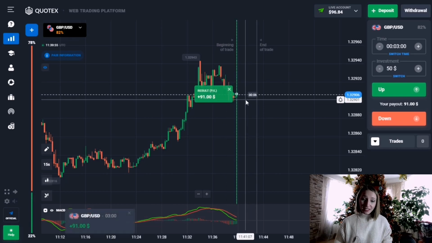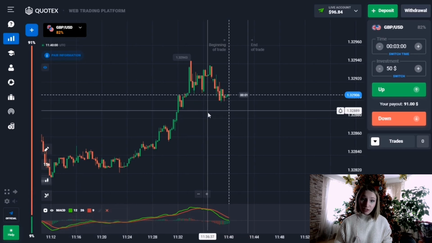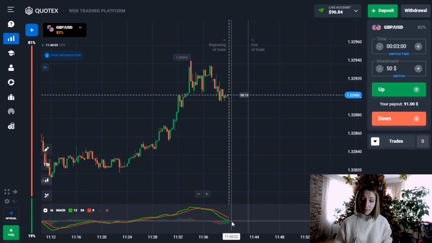Well guys, it's not bad. The indicator really showed us a very good entry point, there was a small pullback down, and we're getting our profit. So let's keep on with our trading.